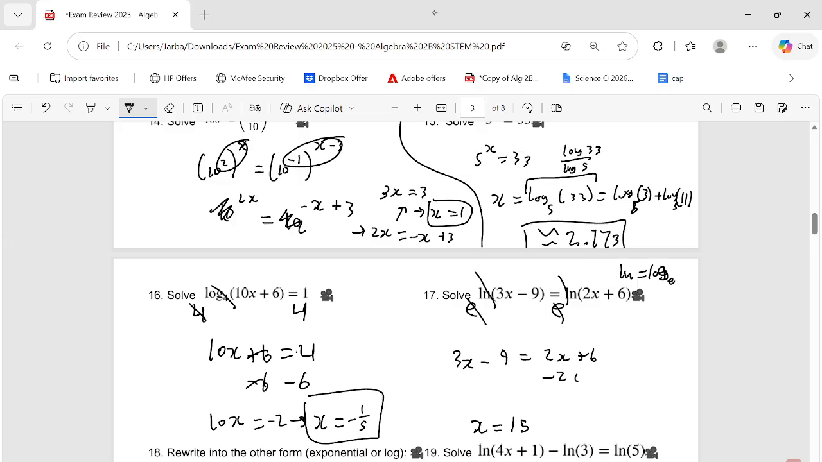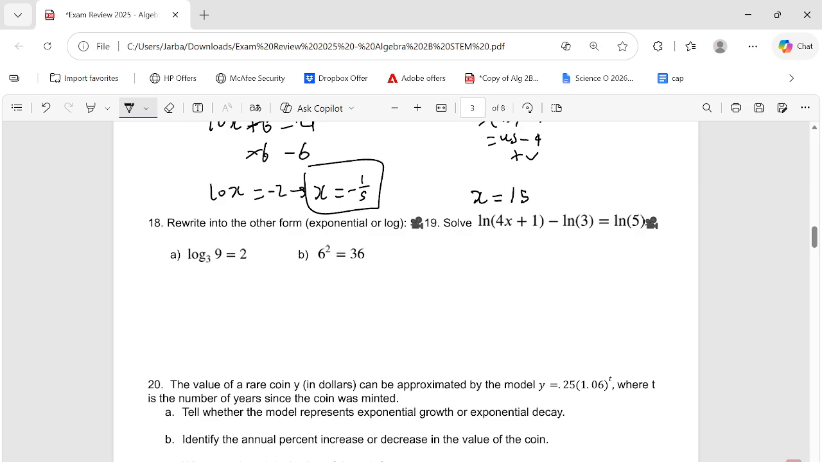Now, with this one, I'm going to try and actually plug it back in. I'm just going to evaluate what's under the logarithm to make sure that it's not negative. So, 3 times 15 minus 9, that's 45 minus 9. That's positive, so we're good. Remember, you can't have negatives underneath the logarithm. 2 times 15 plus 6, that is also positive.